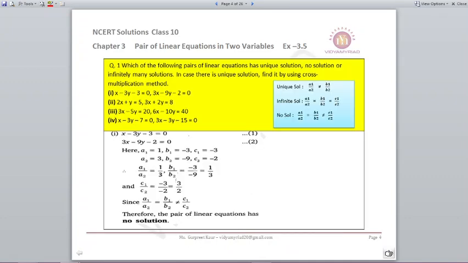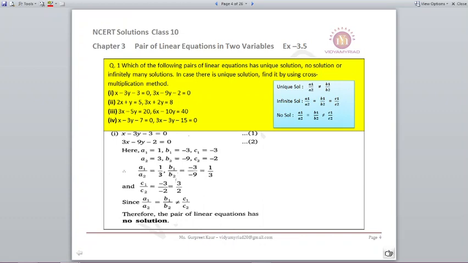Let's begin with question number 1. Which of the following pairs of linear equations has a unique solution, no solution, or infinitely many solutions? In case there is a unique solution, find it by the cross multiplication method. So first of all we should know the criteria for a unique solution. It comes only when A1 upon A2 is not equal to B1 upon B2. When this situation comes, only then we find the values using the cross multiplication method, which I have just taught you.